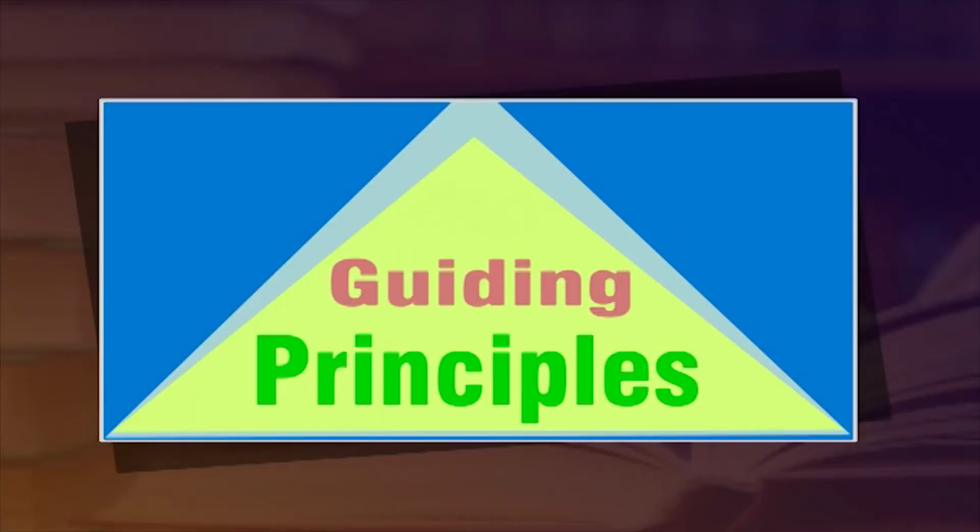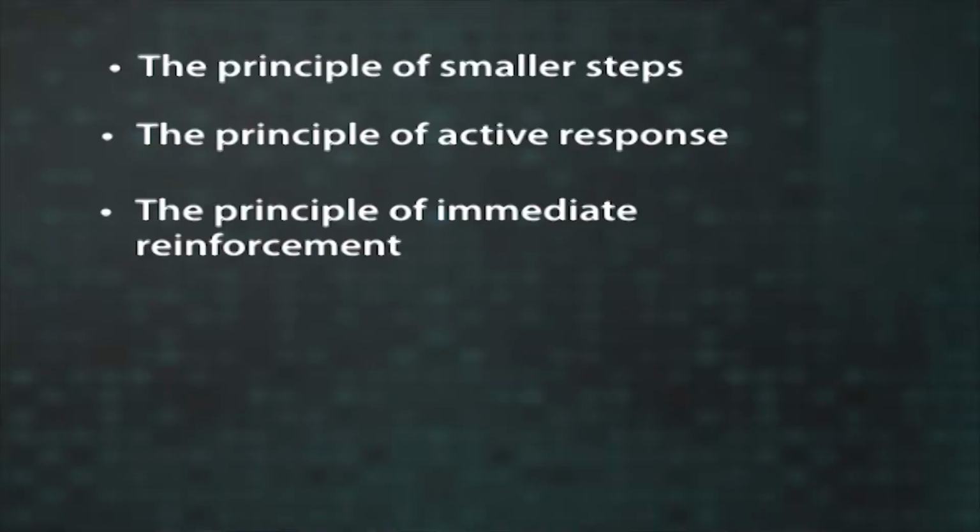The principle of immediate reinforcement. The third guiding principle of program learning is the psychological phenomenon of reinforcement. This is based on the assumption that students learn better and feel motivated when they receive immediate feedback about their responses. Thus, a good program should make provisions to give immediate and constant reinforcement to students.